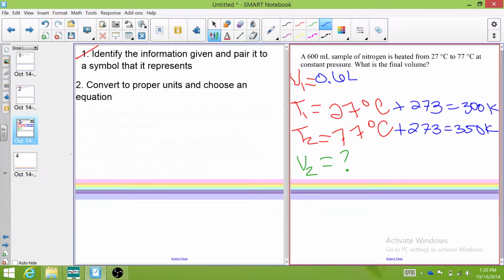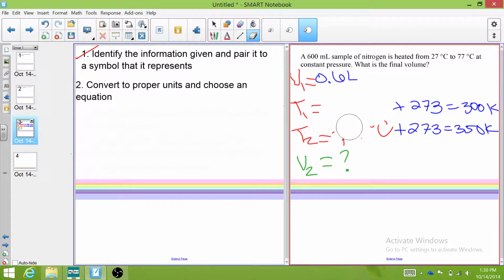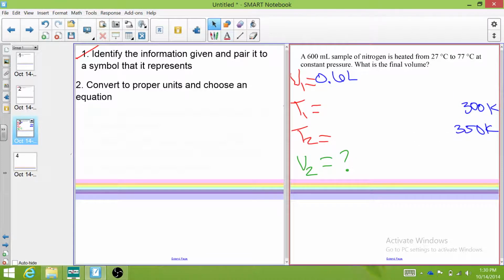So now, to simplify again, I can erase all of this stuff, and I'm going to bring my new converted temperatures with the proper units over into their proper spaces over here. So we have converted to proper units, but now we need to choose an equation.